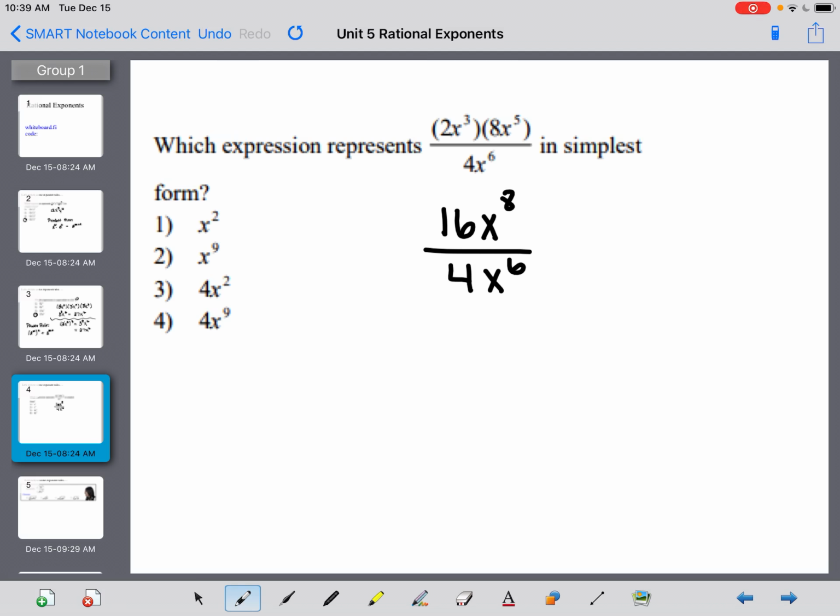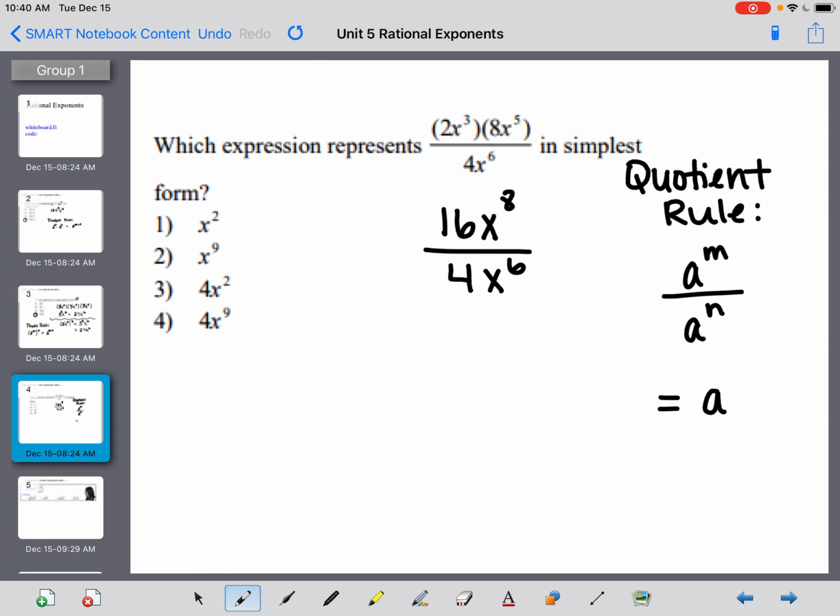Now, we've simplified the numerator using the product rule, but now we're going to need to refer back to the quotient rule, which says if you have like bases being divided, you're going to subtract their powers to simplify. So a to the m divided by a to the n would become a to the m minus n. Again, using the numerator minus the denominator.